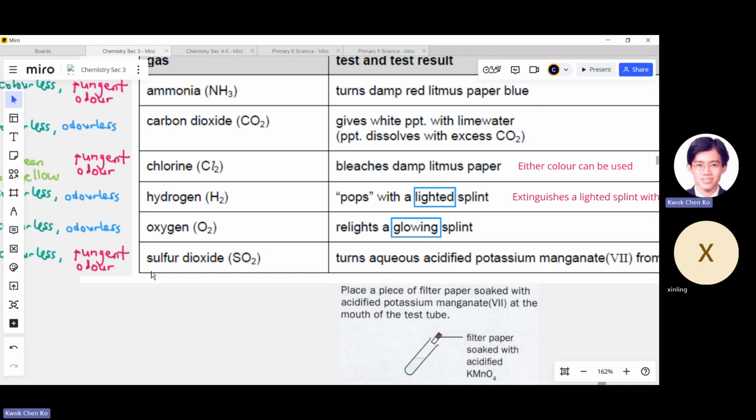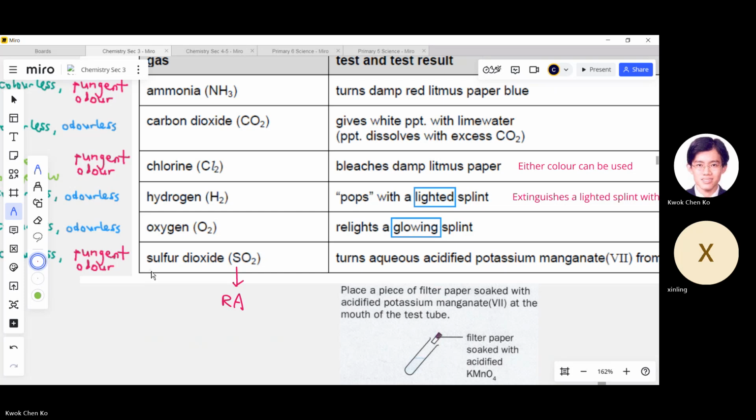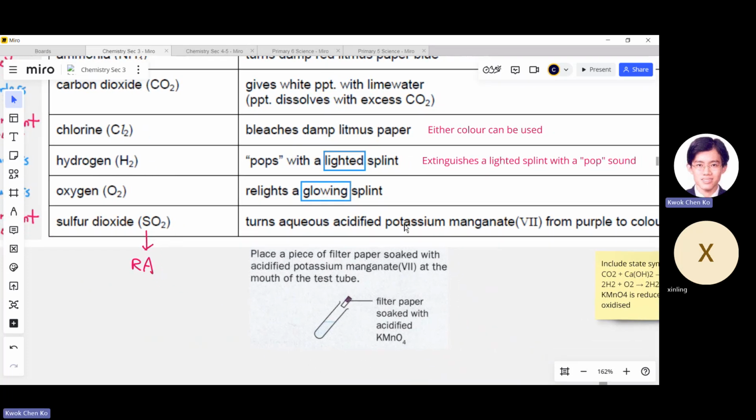What does that tell you? It tells you that SO2 is a reducing agent. Okay, keep that in mind, because it can react with KMnO4, which is an oxidizing agent. Okay, that's all I want to say for this. For the sake of Sarah, basically potassium permanganate can test for SO2, because SO2 is a reducing agent.